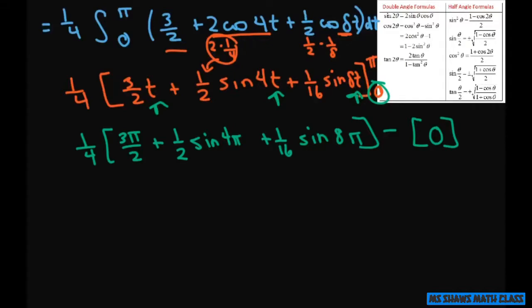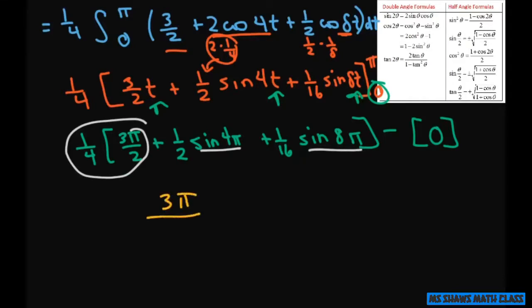Now, sine of 4 pi is 0. Sine of 8 pi is 0, because sine of 2 pi is 0, thinking about coterminal angles. So finally, your final answer is just going to be multiplying these two, and that's going to give you 3 pi divided by 8.